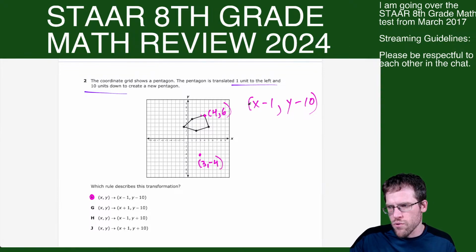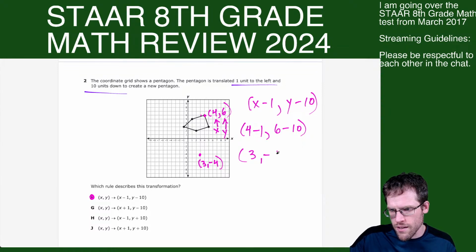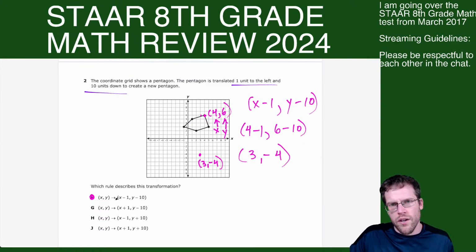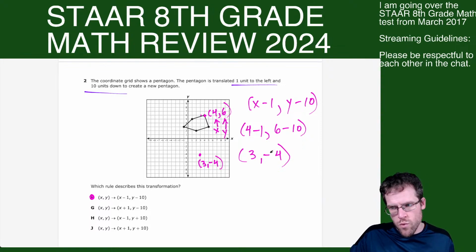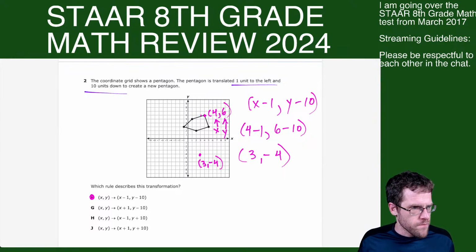Let's follow this rule that we just wrote down here. If our x is equal to 4 and our original y value is equal to 6, if I run it through the equation or the formula here, I would have 4 - 1, 6 - 10. And if I do the subtraction here, 4 - 1 is 3, 6 - 10 is -4. You see, so I could also just pick a point on the pentagon and run it through the rule and see which one gives me the image. Okay, so choice F is our answer.